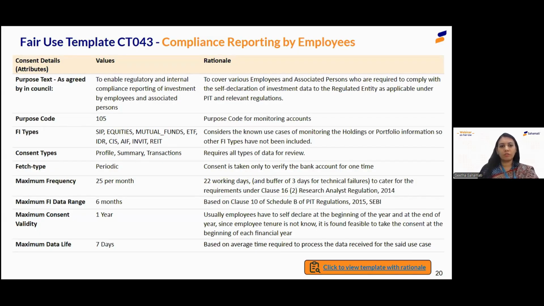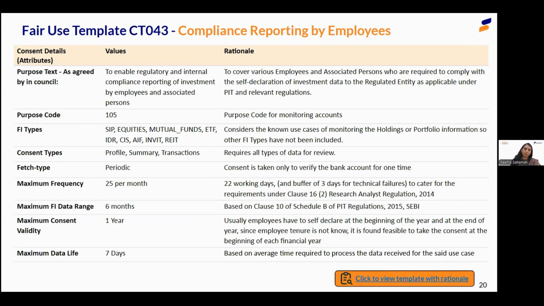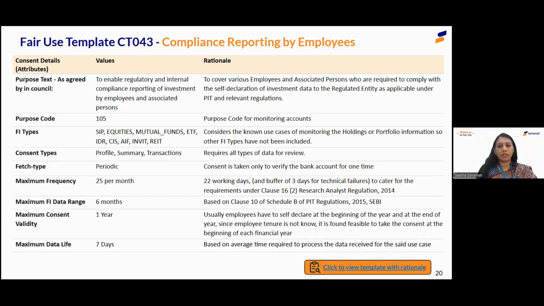Keeping all of that in mind, we have ensured a template allows for, okay, this purpose code is wrong. It's 104 and it is a recurring template. It allows for 25 pulls per month. But if you have a different requirement as per your license, you can reduce it. If you want it reviewed only on a weekly basis, you can also have 4 per month. It is up to you, but the maximum is 25 because we consider 22 working days and we kept three buffer days for technical failures. And data range is 6 months. You can take up to 6 months in one pull. And consent validity is again 1 year.